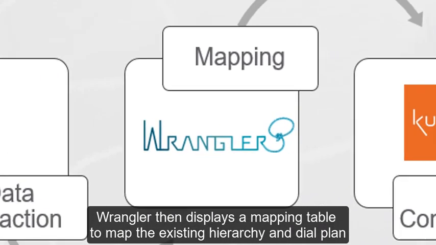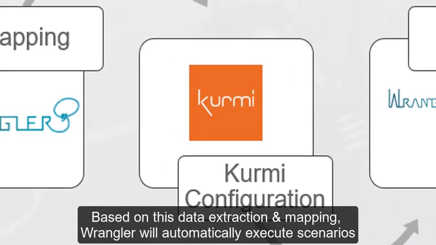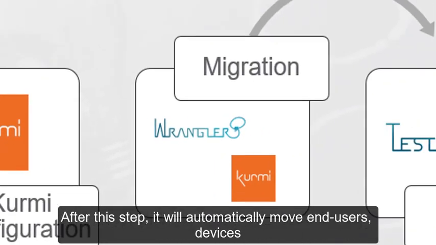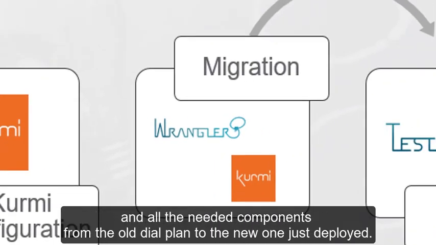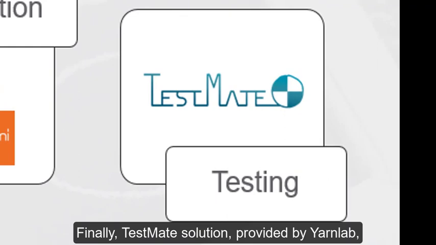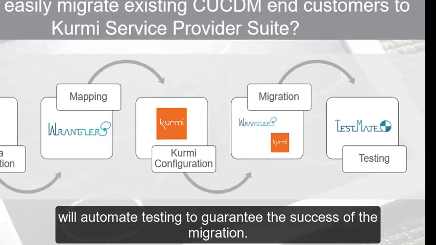Wrangler then displays a mapping table to map the existing hierarchy and dial plan to the new target hierarchy that will be deployed by Kurmi. Based on this data extraction and mapping, Wrangler will automatically execute scenarios to configure Kurmi hierarchy and deploy the new dial plan. After this step, it will automatically move end users, devices, and all the needed components from the old dial plan to the new one just deployed. Finally, TestMate solution provided by Yarnlab will automate testing to guarantee the success of the migration.